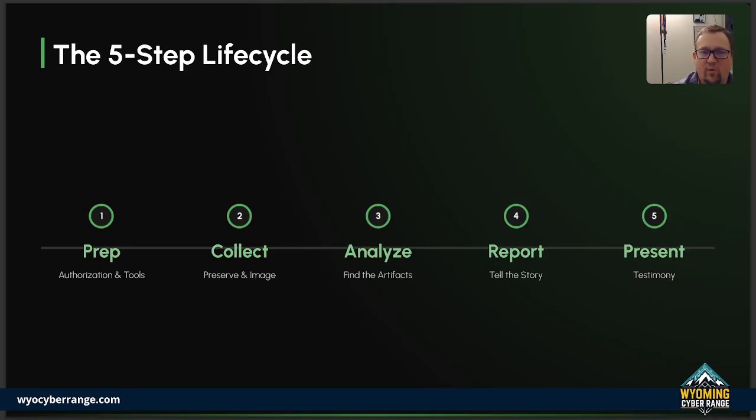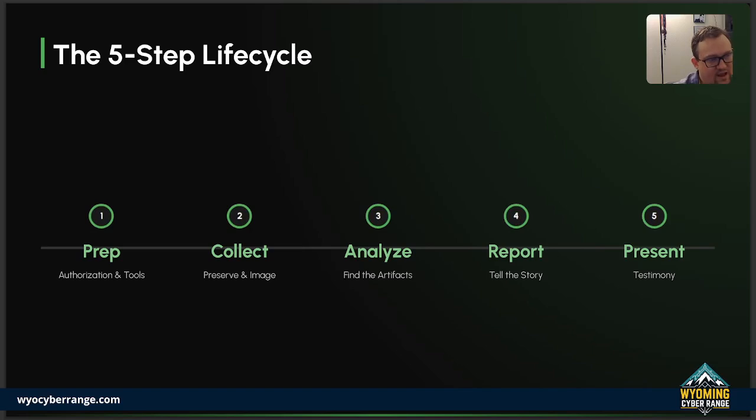The 5 steps are going to be prep. We're going to say, do we have authorization? What's our warrant? What tools are we going to use? Once we have all of that, we're going to start collecting. We're going to preserve an image and go through all of this, and we'll talk about how in future chapters. We're then going to analyze the artifacts that we create, because we're not going to use the original evidence. We're going to create artifacts with digitally sound forensic investigative techniques, and then we're going to analyze them.